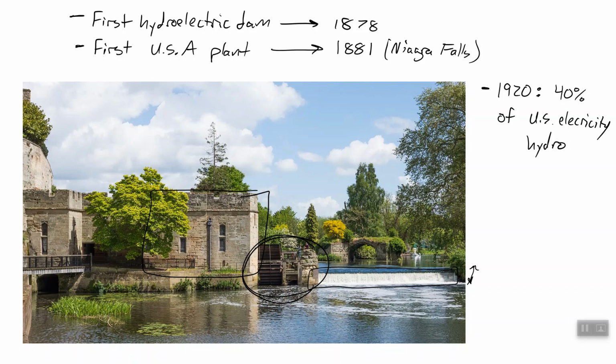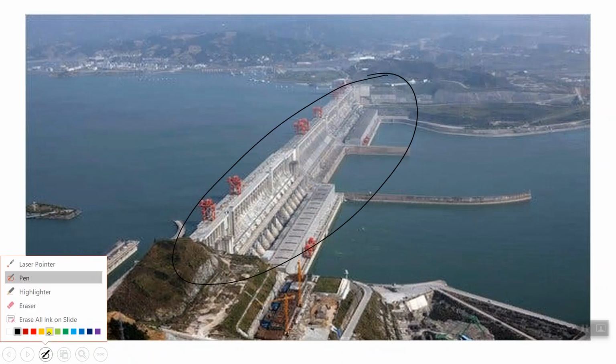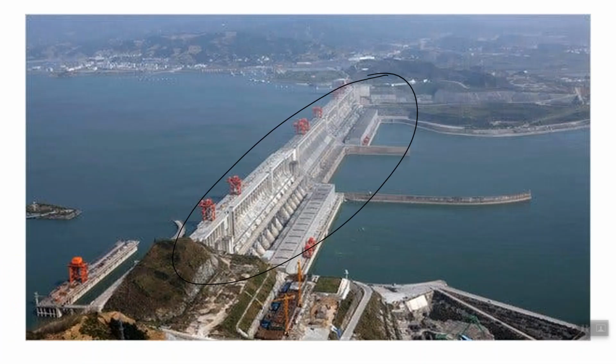Let's talk about where we are at now. So this right here, this giant structure, let's change our color for this. We'll try yellow. This is the Three Gorges Dam, the biggest dam in the world. It generates 22.5 gigawatts of power. I mean, that's crazy. That could power California, essentially.